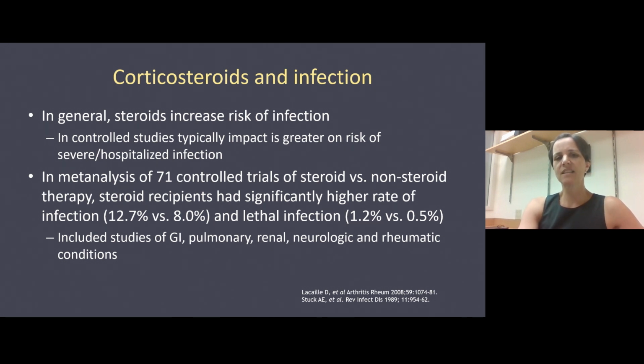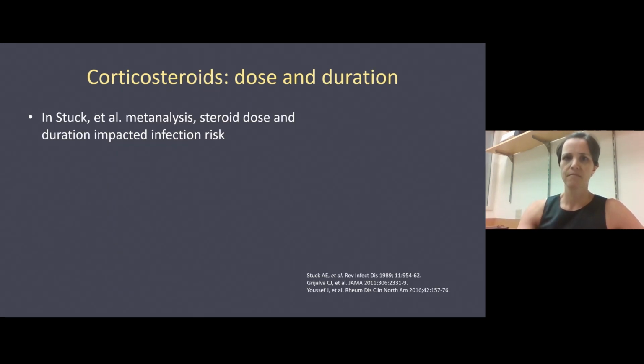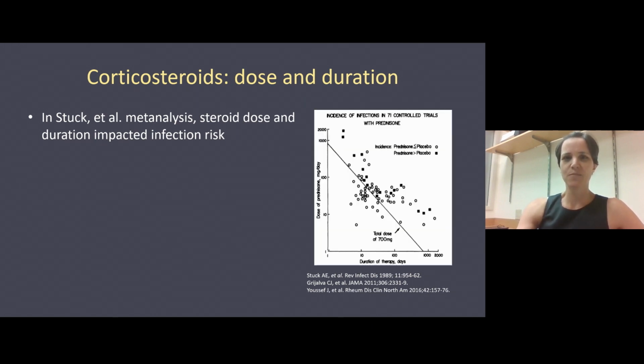And this meta-analysis included studies that were looking at steroids used for all types of indications: GI, pulmonary, renal, etc. So you might be thinking, why is she talking about this meta-analysis? It's from 1989, if you're reading the bottom of my slides. The reason that I love this meta-analysis is because of this graph right here. So I'll go into it in detail.